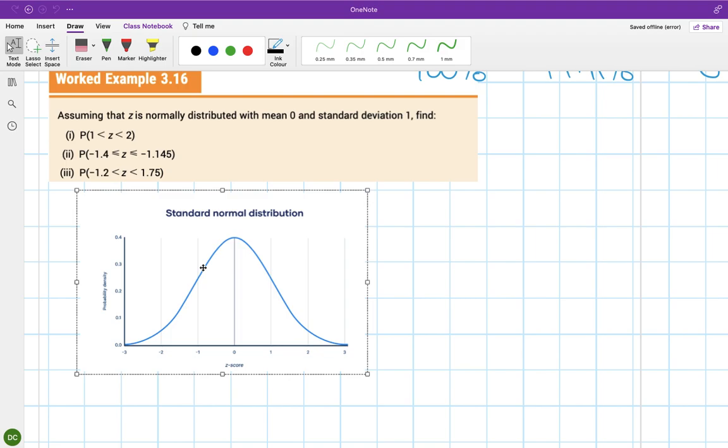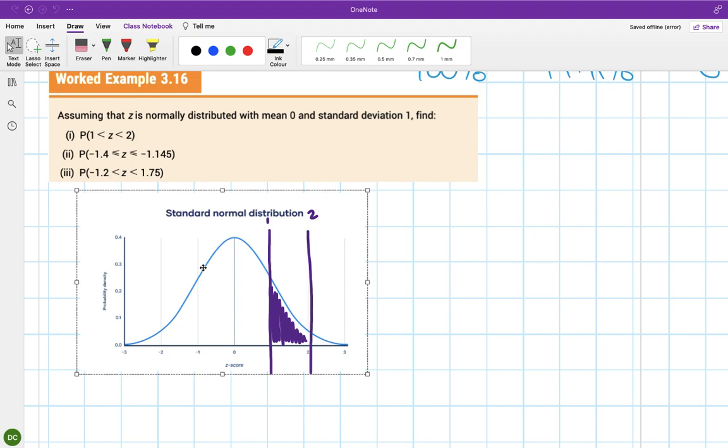So we're going to assume that Z is normally distributed with a mean of 0 and standard deviation of 1, and we're going to find the probability of being between 1 and 2. There's 1 and there's 2. So the bit we're looking for is that bit there.